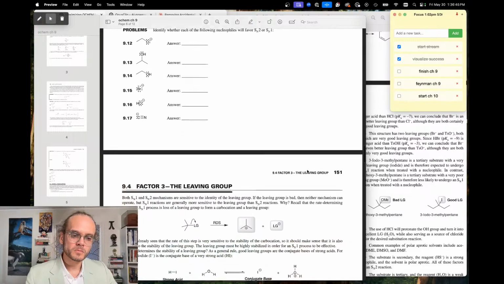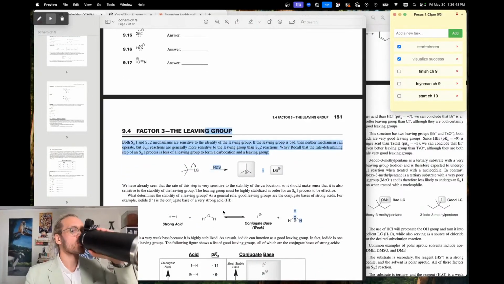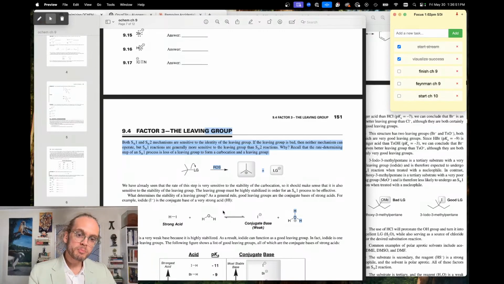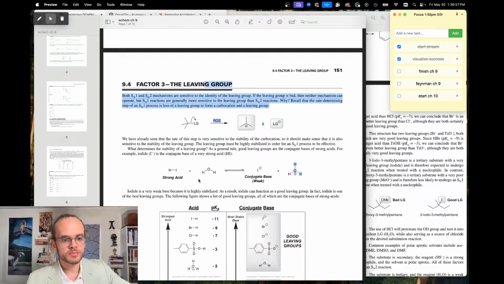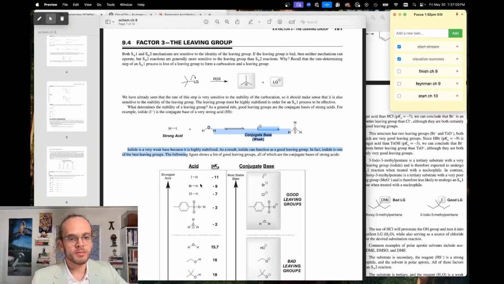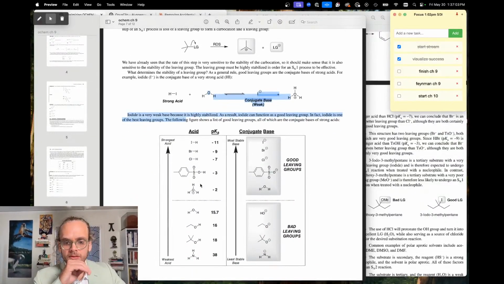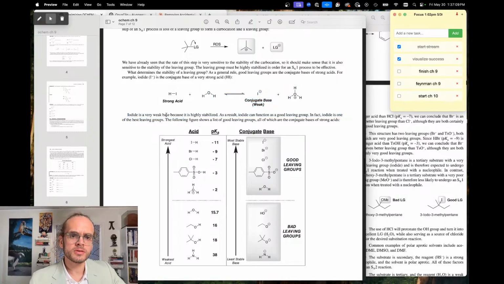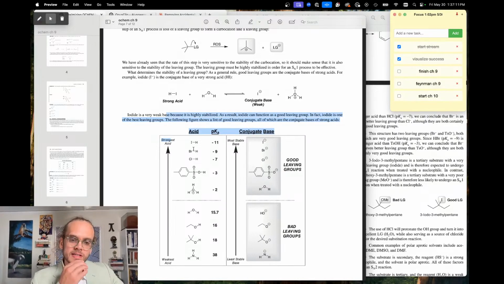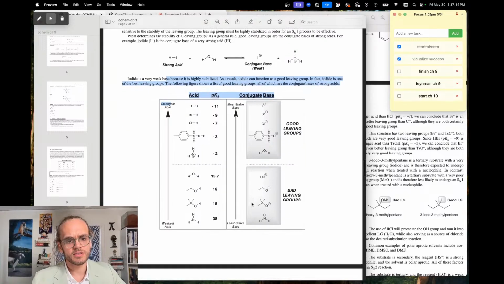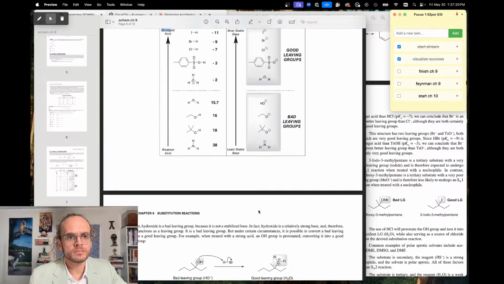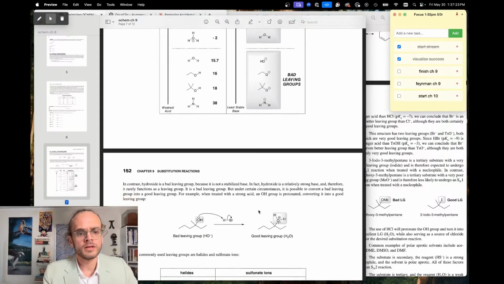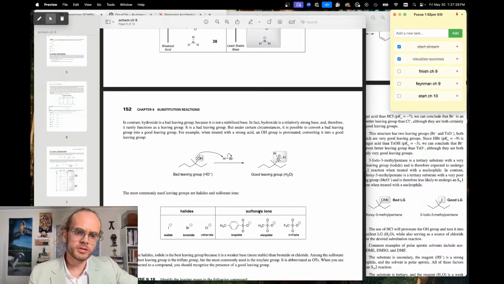So the leaving group. Okay, the leaving group. And we want it to be a weak conjugate base. Iodide is one of the best leaving groups because it's the most stable conjugate base. They go with the strongest acid. Then these are bad leaving group, good leaving group.